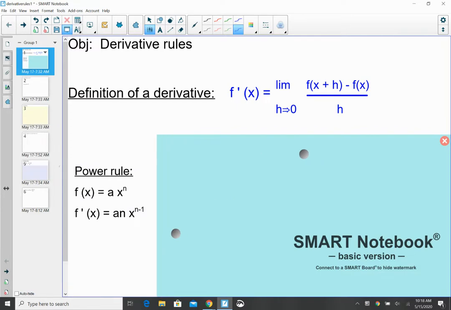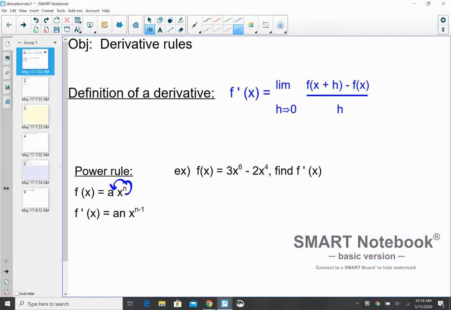We used this earlier on in the year. Just to remind you guys, if you have a polynomial, you would take the exponent, put it to the front, and subtract 1 from the exponent. Now, as you can imagine, not everything is going to be a polynomial, which is why, going back to what I said a minute ago, we're going to have a lot of rules. Let's first recap with a little example.